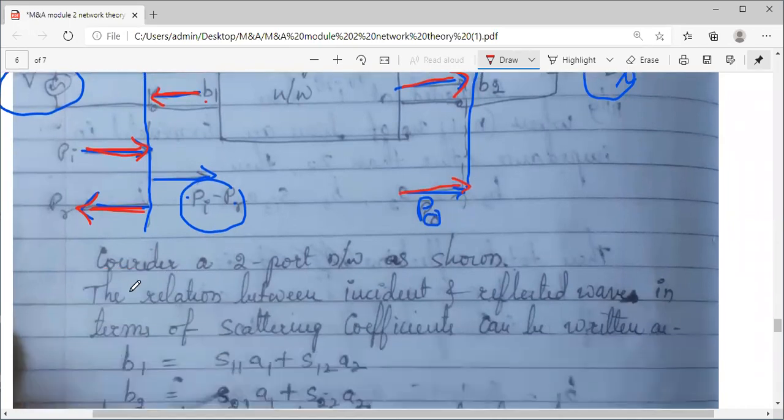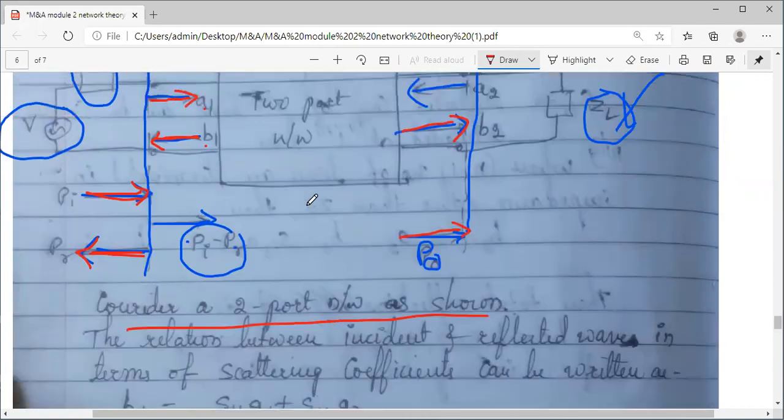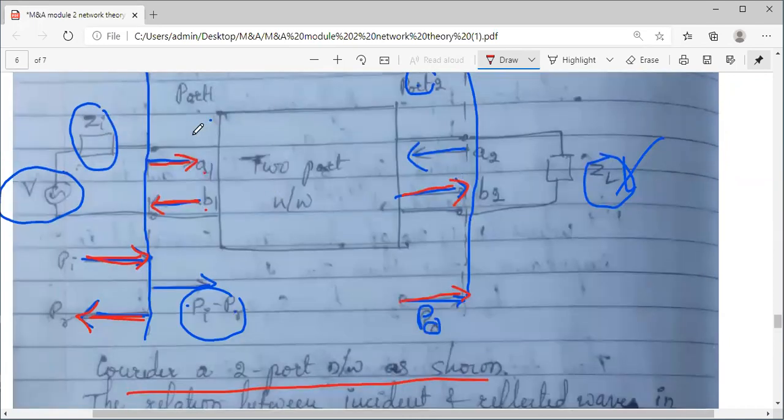Consider a two-port network as shown. Now, how can I write the S parameters for this particular two-port? We know that it is a two-port. So, how many S parameters will come? Two ports means 2 cross 2, so the S matrix will be of order 2 cross 2. 2 cross 2 means 4 elements you will get. Port 1 will have 2 and port 2 will have 2 S values.